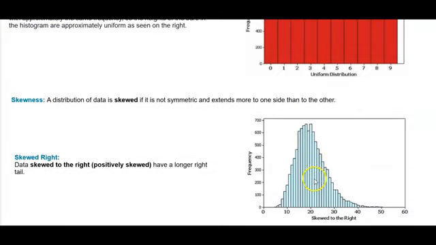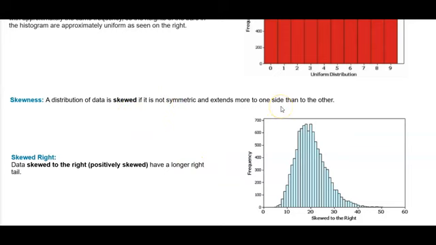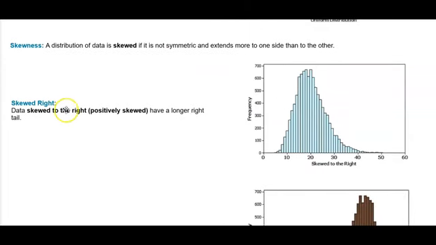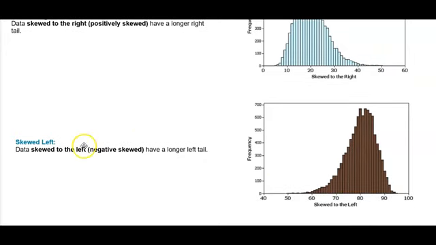Then we have skewness. A distribution of data is skewed if it is not symmetric and it extends more to one side than to the other. So, skewed right. Data skewed to the right, or positively skewed, have a longer right tail. Again, when you see here, this tail skews to the right, so it gets smaller and smaller, and it's longer on that side. Therefore, it's a skewed right distribution. And over here, we have data that is skewed to the left, or negatively skewed, with a longer left tail. So you can see there's a longer left tail over here that makes it skewed left.